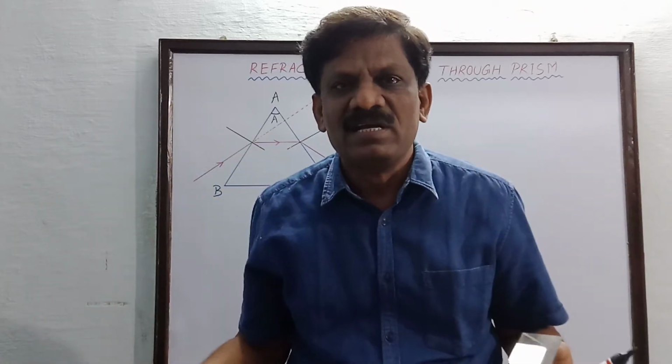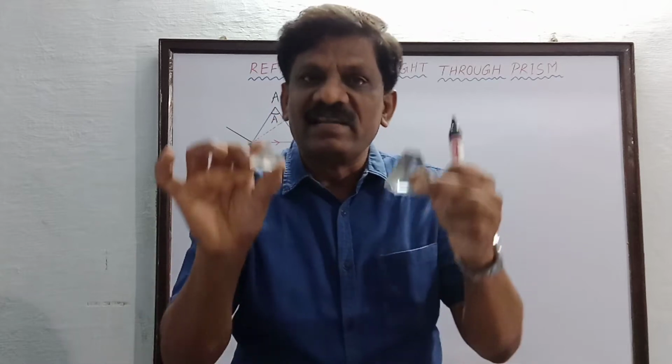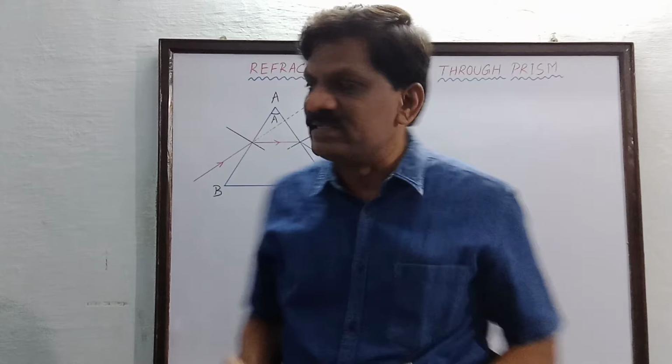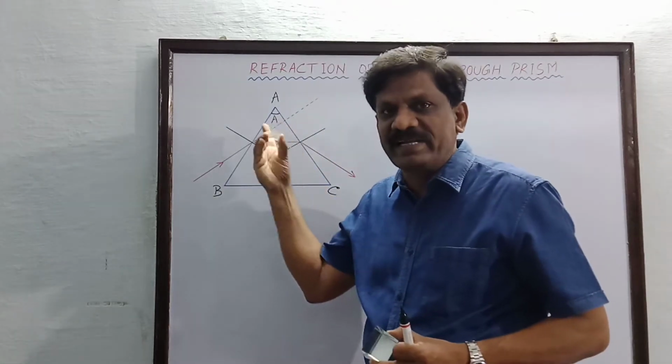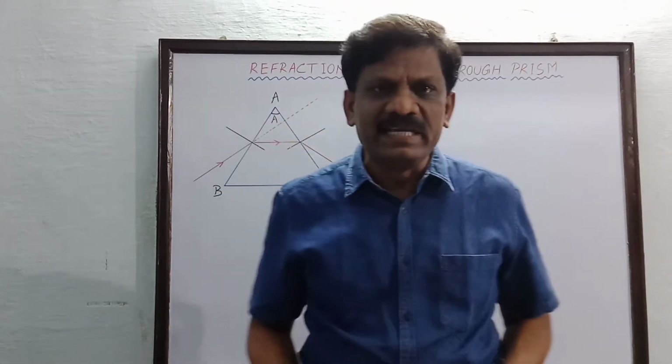There are some other prisms called reflecting prisms. 90-degree will be there, but this is a refracting prism. So its angle is 60-degree actually. The refracting angle of the prism will be exactly 60-degree.